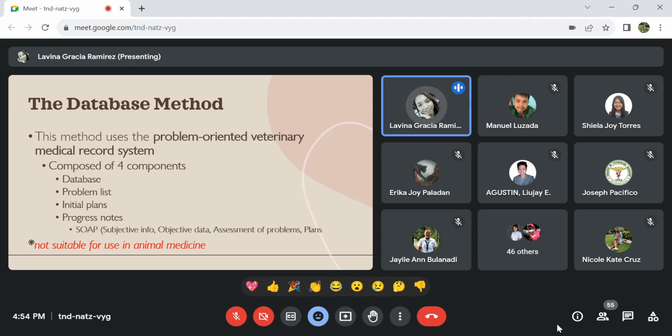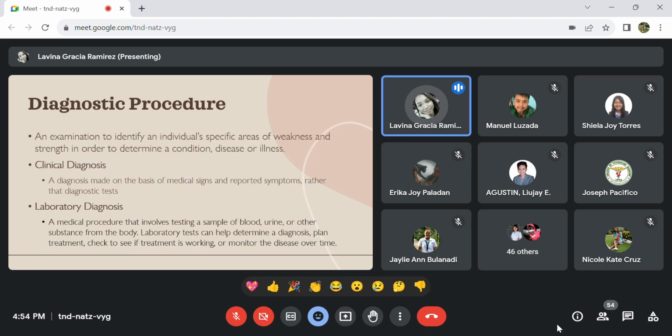So sometimes this database method is quite non-reliable, not suitable for use in animal medicine. Because what we need here is speed, especially in food animal medicine. I already mentioned earlier that in the field, especially with our food animals, it should be fast. Okay.